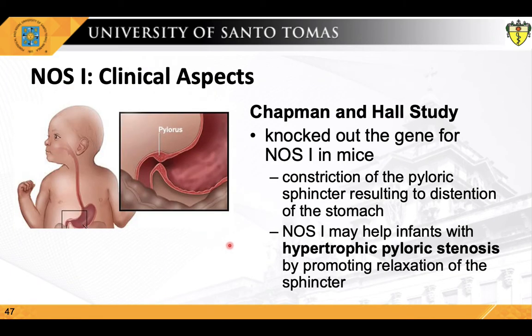A study by Chapman and Hall revealed the effect of knocking out the gene for nNOS1 in mice. It has been shown that the effect on these mice is the exaggerated constriction of their pyloric sphincters, resulting in distension of the stomach. Thus, it has been shown that nitric oxide synthesized from neuronal nNOS is needed for the relaxation of the pyloric sphincter to allow the egress of gastric contents into the duodenum. An application of this is the possible use of nNOS1 among infants with congenital hypertrophic pyloric stenosis by promoting relaxation of the sphincter.